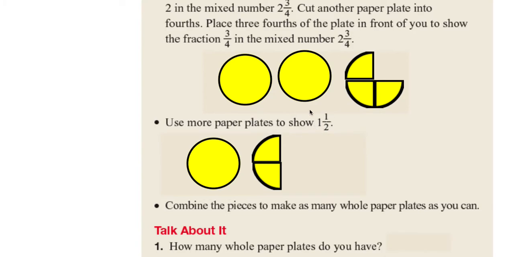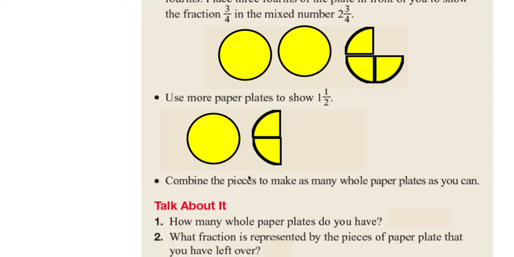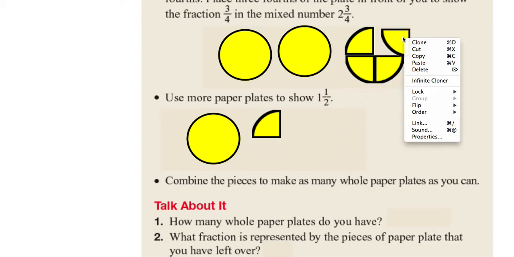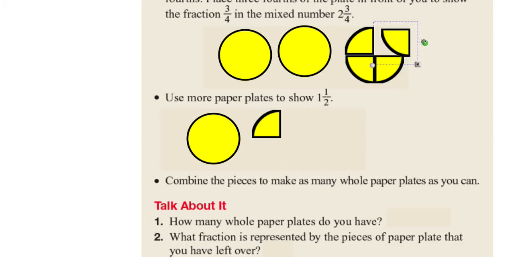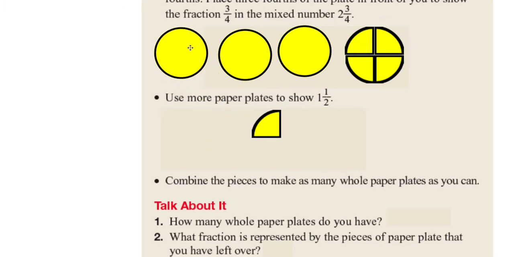So you want to add 2 3/4 and 1 1/2 using a model, in this case using paper plates. Combine the pieces to make as many whole paper plates as you can. If I combine all the paper plates together, I get this paper plate, turn it around like so, make that one whole, and put that paper plate here, put that paper plate there. You'll notice that we have 1, 2, 3, 4 and 1/4. So 4 whole paper plates and 1/4.